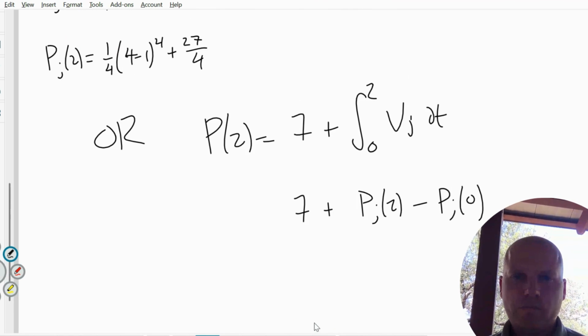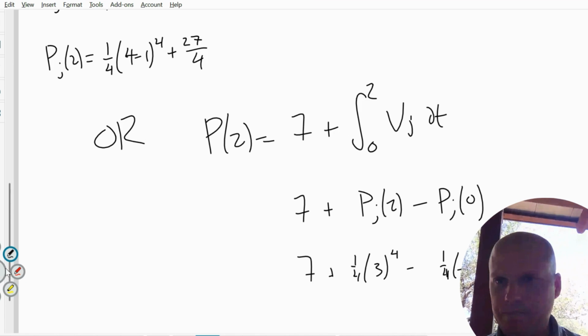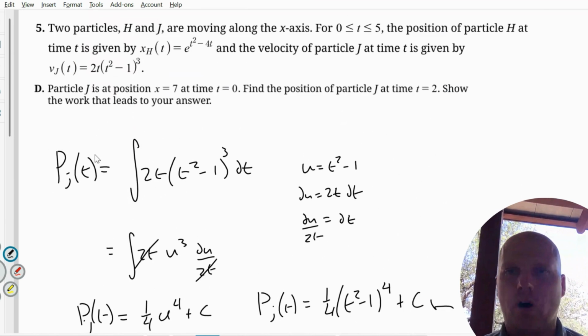This would be 7 plus 1/4 3 to the fourth, but then minus, it would have been 1/4 negative 1 to the fourth. And this and that combined would have given you the C, which is what I did. Okay, again, not too hard, but yeah, use substitution. You got to know how to do it.